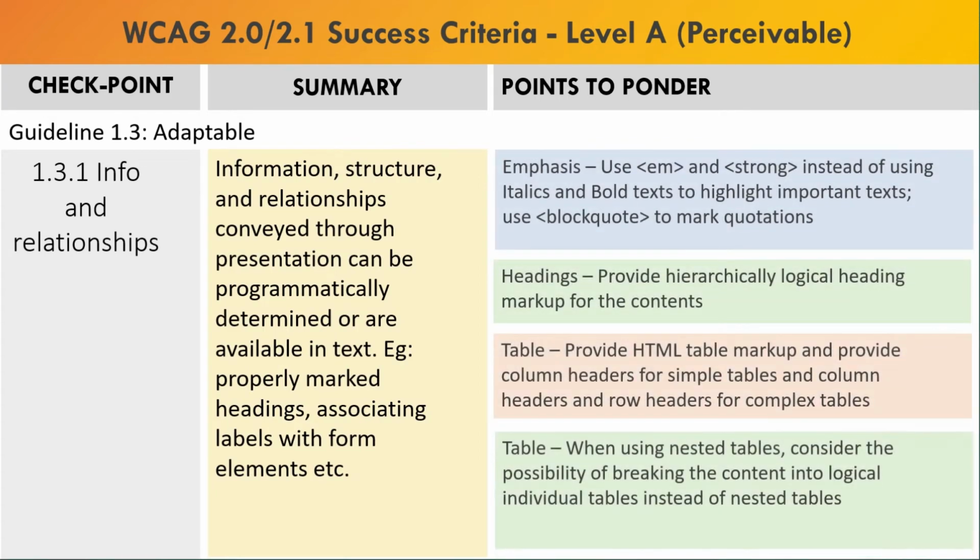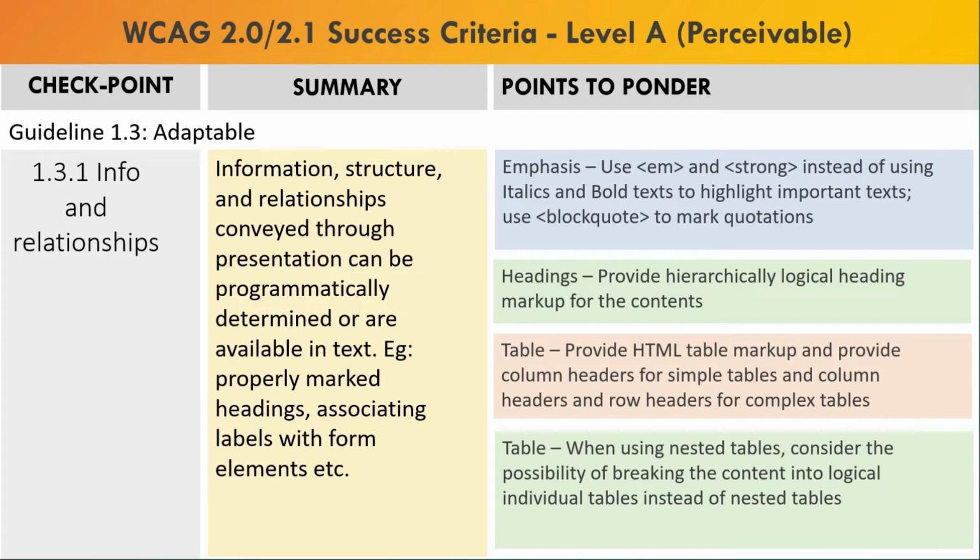Guideline 1.3, Adaptable. 1.3.1 Info and relationships. Information, structure, and relationships conveyed through presentation can be programmatically determined or are available in text. E.g., properly marked headings, associating labels with form elements etc. Emphasis: use em and strong instead of using italics and bold text to highlight important text. Use blockquote to mark quotations. Headings: provide hierarchically logical heading markup for the contents.